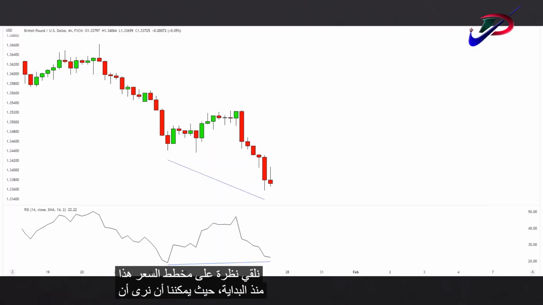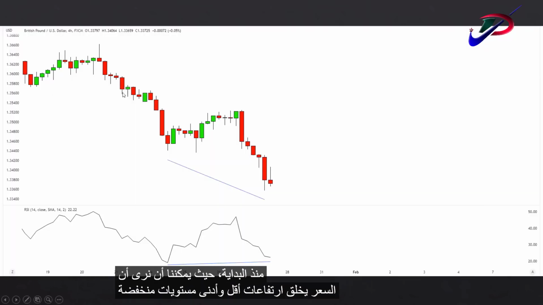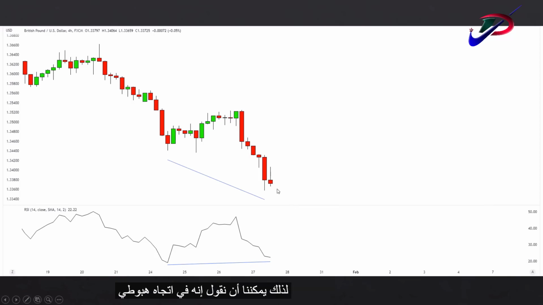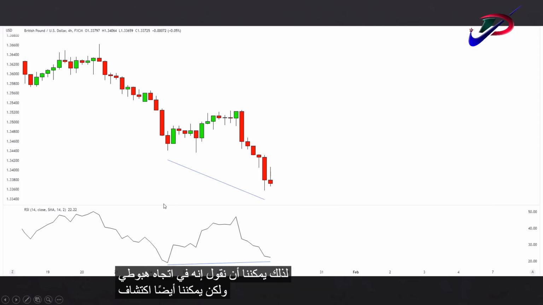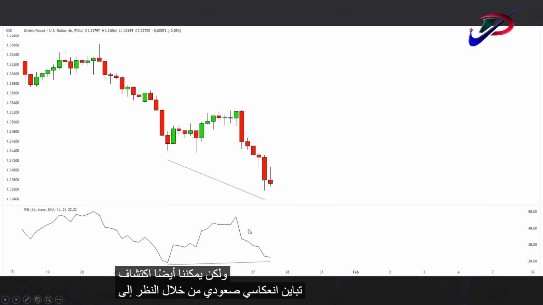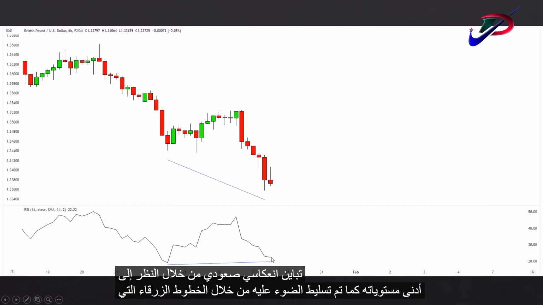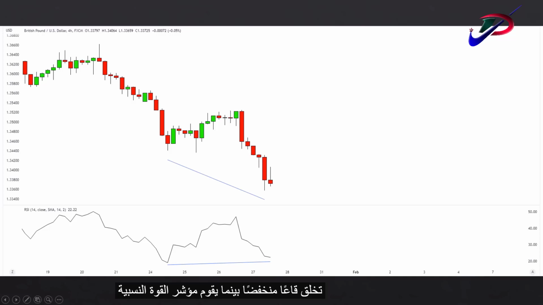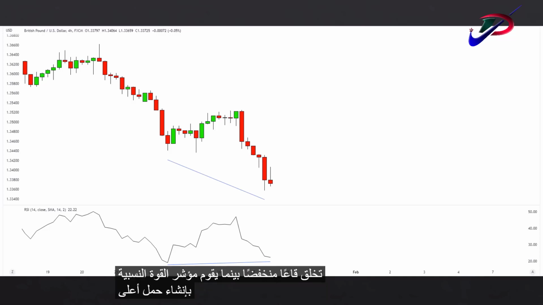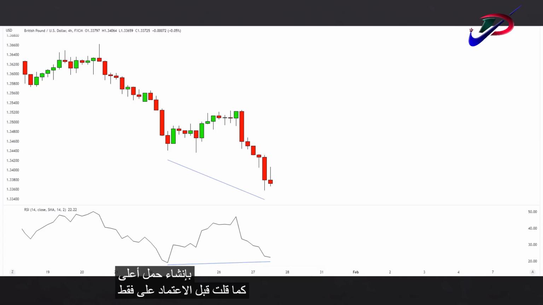Right from the start, we can see that price is creating lower highs and lower lows, so we can say it's in a downtrend. However, we can also spot a bullish reversal divergence by looking at the lows, as it is highlighted by the blue lines. Price is creating a lower low while the RSI is creating a higher low. As I said before, relying on only one technique is not a good idea, so we must analyze the market through the other techniques as well.